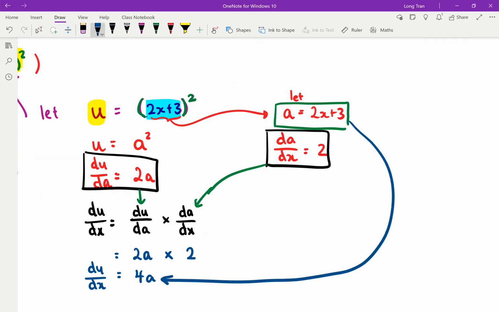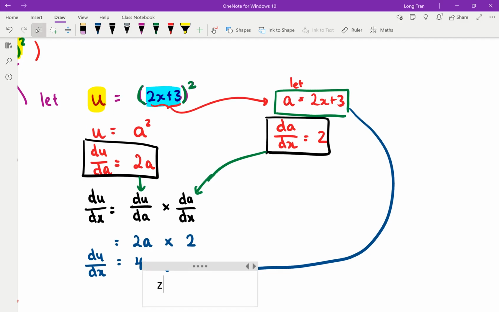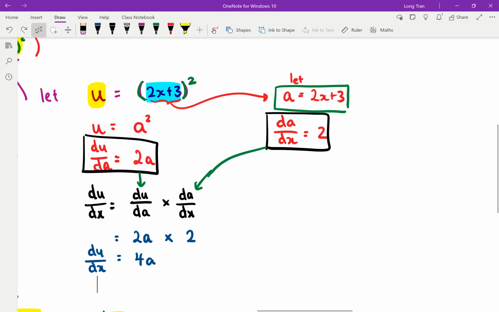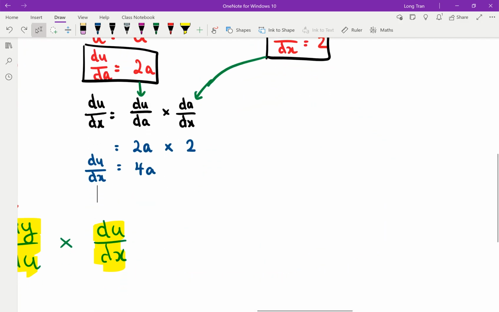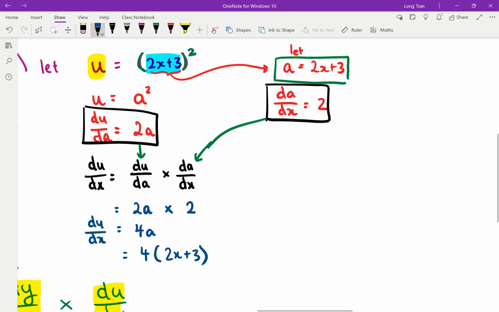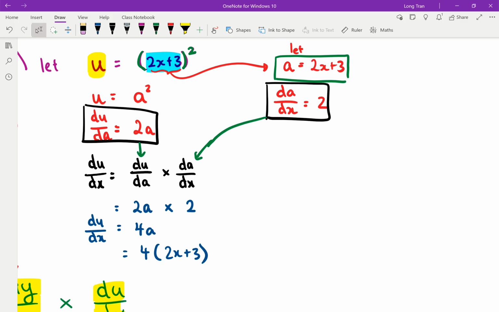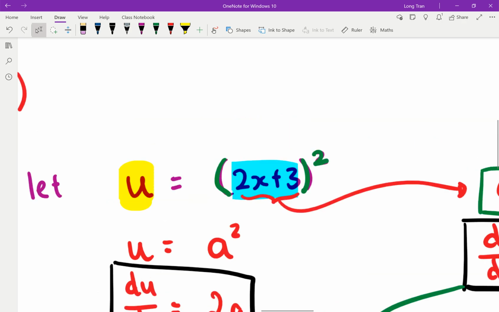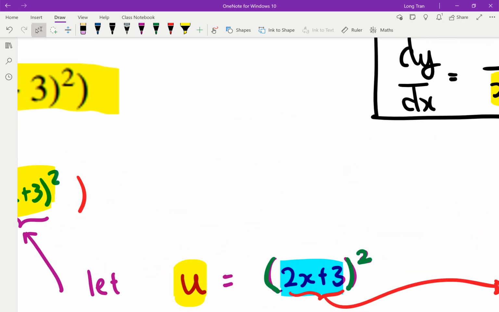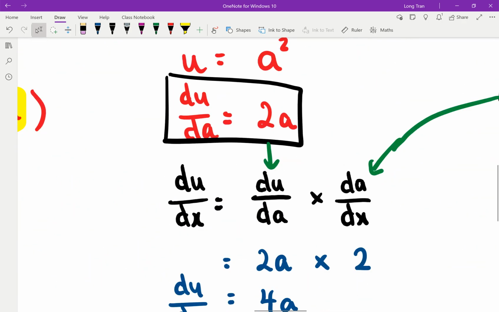So that's why I can say, whoops. Oh, what am I doing? That's why I can say you can rewrite this entire equation as 4 times 2x plus 3. Can you see that? Okay. So this is the derivative of u, if u equals 2x plus 3 all squared, that's what I'm doing there.